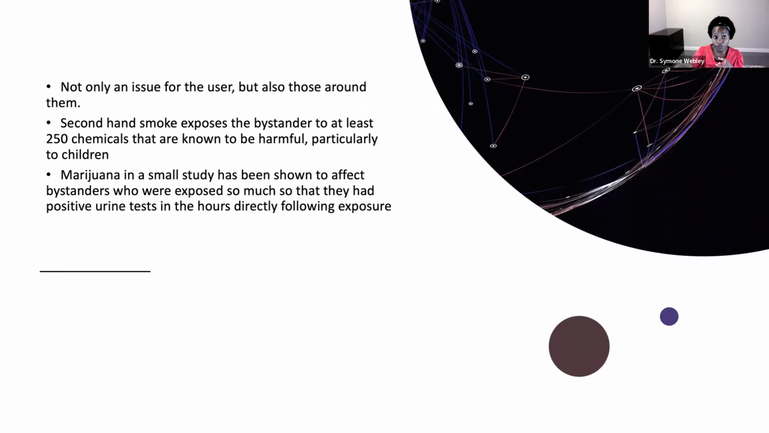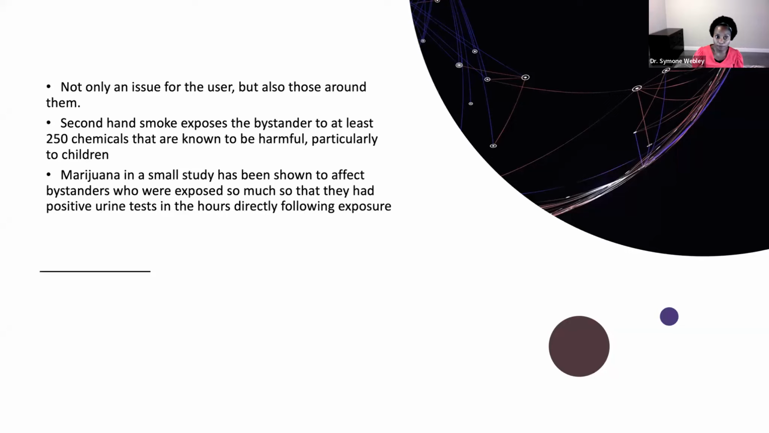So for drug users, the issue is not only with the user themselves, but also with those around them. Secondhand smoke exposes the bystander to at least 250 chemicals that are known to be harmful, particularly to children. I thought this was interesting when I was reading it, because I was wondering why there need to be this many chemicals in one product to make it, I guess, taste good to the person using it. But nonetheless, if they smoke around others, those persons also will feel the effects of it. And especially children, just like we said with the drug previously, the earlier someone is exposed to it, the more damage it can cause to them.